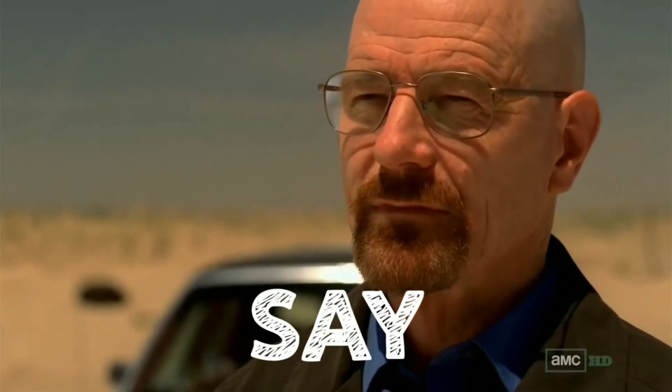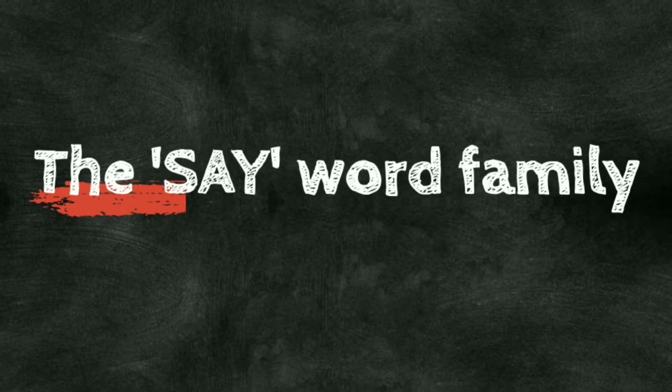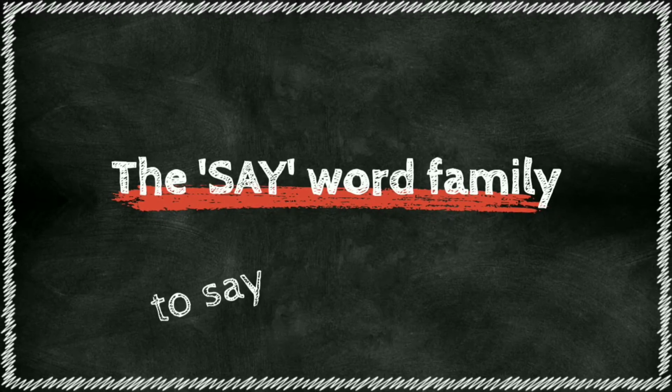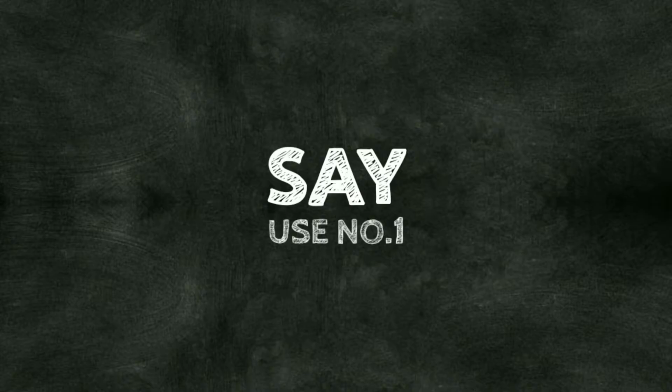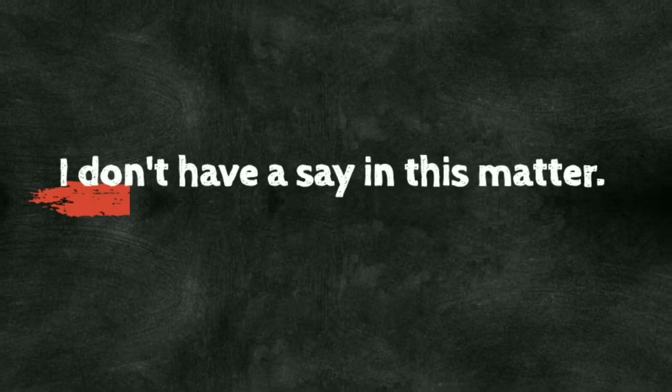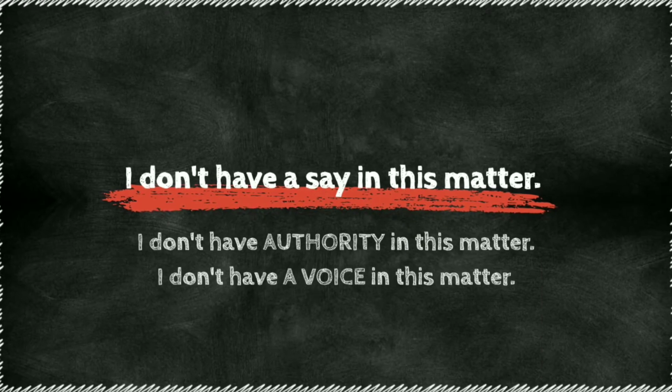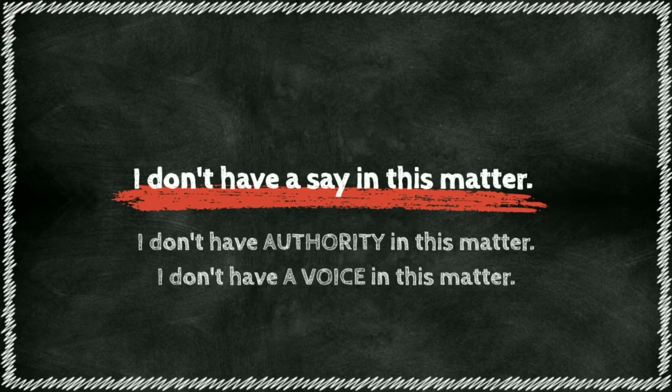Today we will learn a couple of new ways to use the word say. Say my name. To begin, I'd like to point out that this word can be used not only as a verb, to say, but also as a noun, a say, as in the expression, I don't have a say in this matter, which means that I don't have any authority or voice in this matter. And if a decision is being made, my opinion doesn't count.